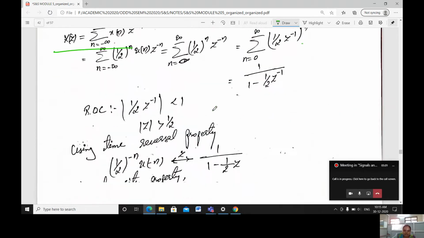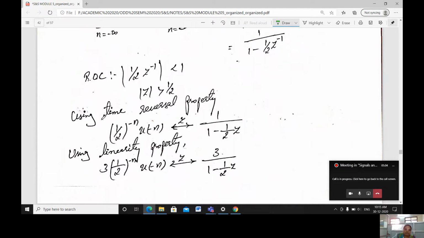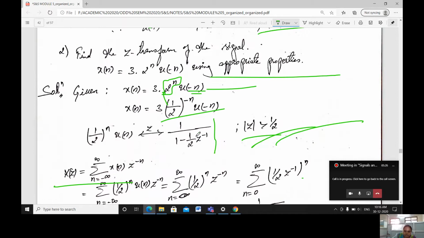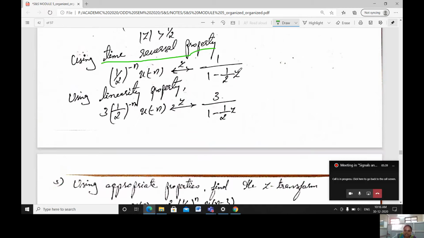Then here we have u of minus n. Which property are we going to use? Here we have to use the time reversal property, so I can write 1 divided by 2 power minus n u of minus n. The Z transform is 1 divided by 1 minus 1 by 2 Z. What we did here is change Z power minus 1, which is nothing but Z only. For that reason, it is directly written here as Z.